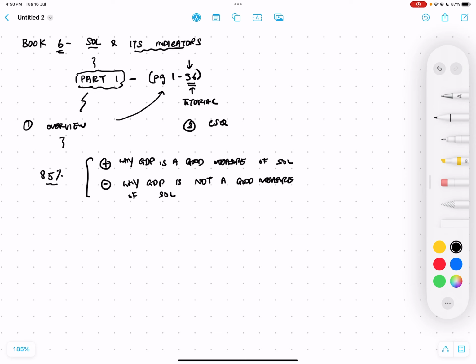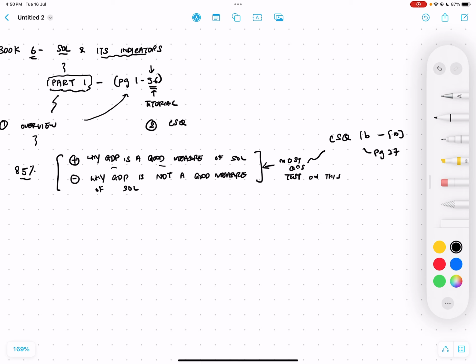So this covers about 85% of part 1, meaning pages 1 to 36. And when I say 85%, most of the questions test on this, at least the basic ones do. Our tutorial formulation is also like that. We have two questions on this. The first one, which I will go through with you later in the other video, is CSQ question 1B. It's a 10-mark CSQ question on page 27.